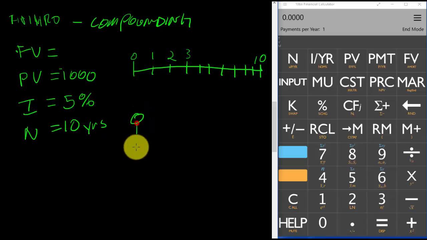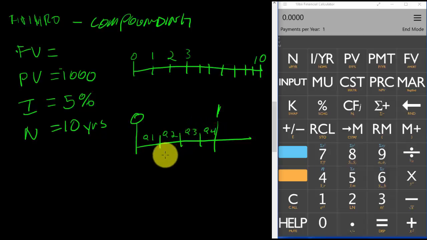Often in the first year alone, we may compound monthly or we might compound quarterly. Let's do quarterly and see what happens. So let's do quarter 1, quarter 2, quarter 3. So this is quarter 1, this is quarter 2, and this is quarter 3, and then finally we're going to have quarter 4. And in each one of these quarters, we're going to compound each time.